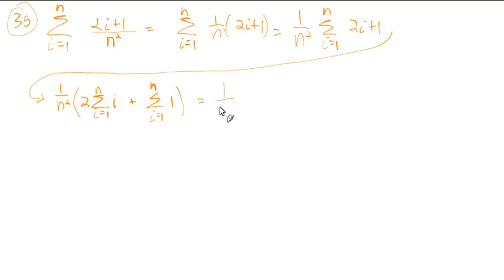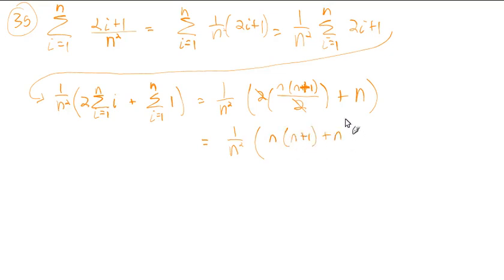Okay, applying those formulas, we get now 1 over n squared times 2 times, well, this is just n times (n plus 1) over 2. And those will cancel. It's getting simpler all the time. Plus, we're going to add up n ones. So we're just going to have n, right? We're going to have 1 plus 1 plus 1 plus 1, n times. So we're going to have just n. All right, so 1 over n squared times (n plus 1 plus n). So we have 1 over n squared times (n squared plus n plus n), so 1 over n squared times (n squared plus 2n).